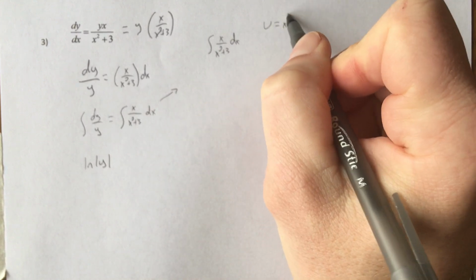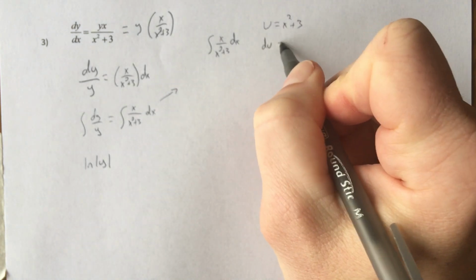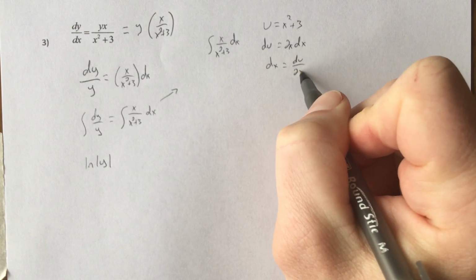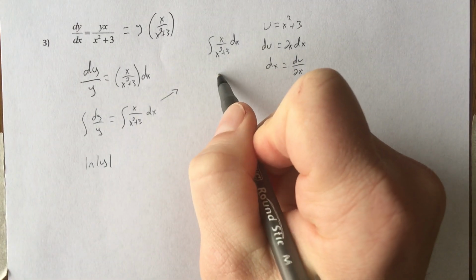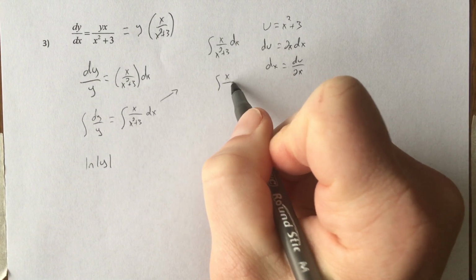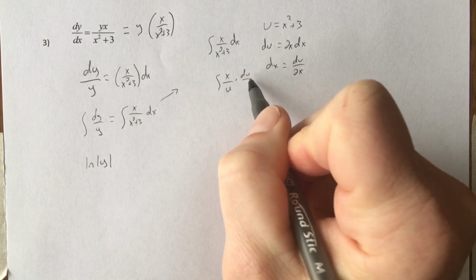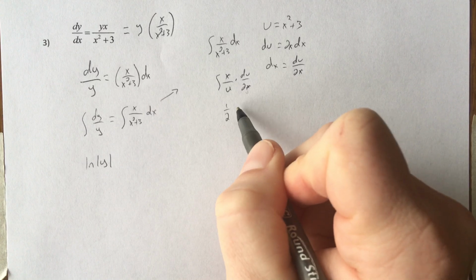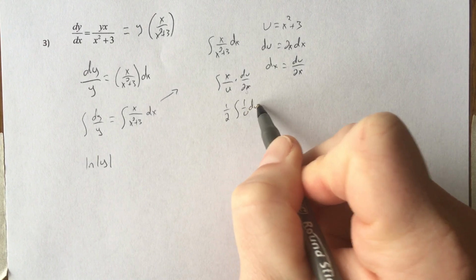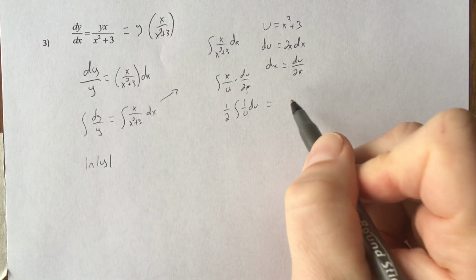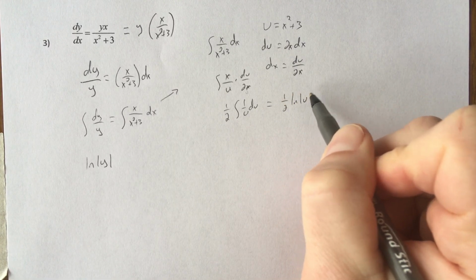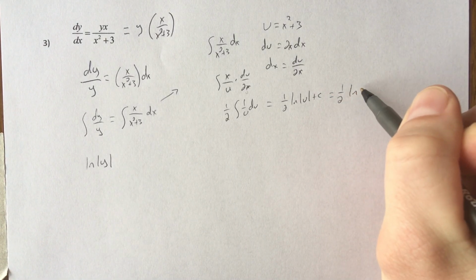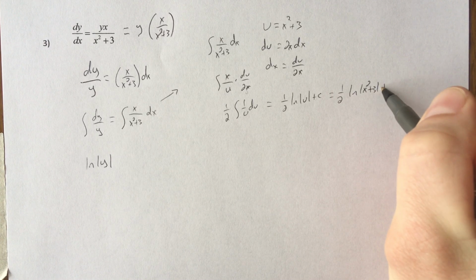We'll let u be x squared plus 3. So du is 2x dx, which means dx is du over 2x. Bring this back over here. We're going to have the integral of x over u times du over 2x. Our x's cancel like we like. We can bring that 1/2 out. And we've got 1/2 of the integral of 1 over u du, which is 1/2 natural log of u, plus c, which then makes 1/2 times the natural log of x squared plus 3 plus c.